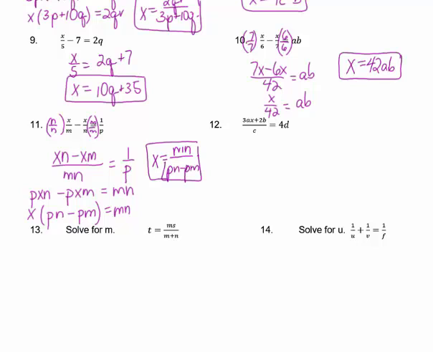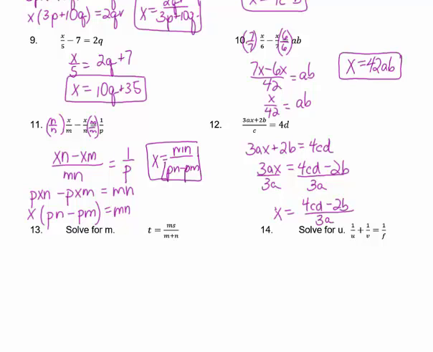Number 12, basically we can start by cross multiplying since x is just in the numerator there, giving us 3ax plus 2b equals 4cd. Subtract 2b from both sides. Divide through by 3a on everything. And I finally get x equals 4cd minus 2b all over 3a.